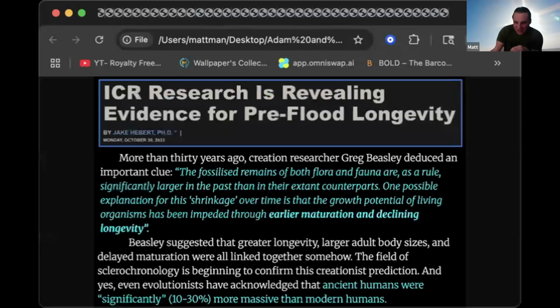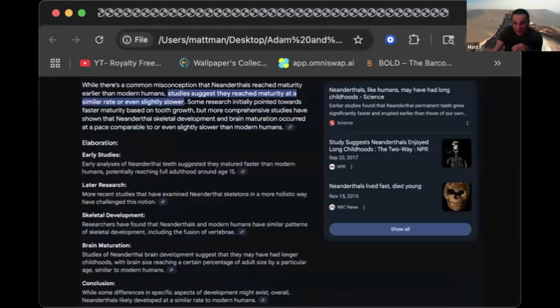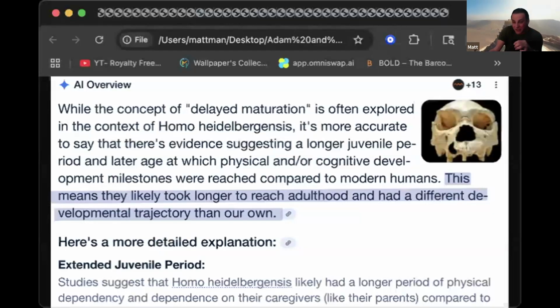So then come the creationist predictions. This is when we can go right to ICR. This was a really good one because he suggested greater longevity, larger body size, and delayed maturation. That's waiting till you hit puberty. If that takes longer, you are going to live longer. And guess what? If you ask AI, is slower maturation usually associated with longer lives? Yes, it is. Do we have evidence for that? That's right, we do. In Neanderthal, in Heidelbergensis, in modern humans, it's always the same. The ancestors had longer.